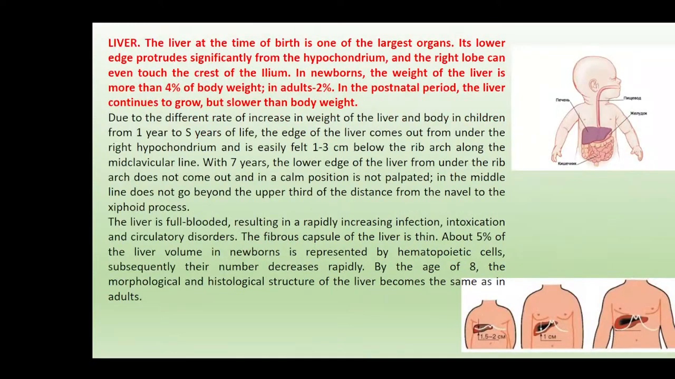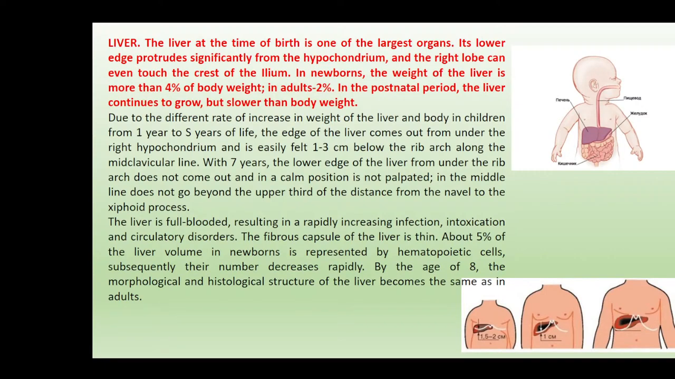Liver. The liver at the time of birth is one of the largest organs of the baby's organism. Its lower edge protrudes significantly from the hypochondrium, and the right lobe can even touch the chest. In a newborn, the weight of the liver is more than 4% of body weight, but in an adult only 2%.